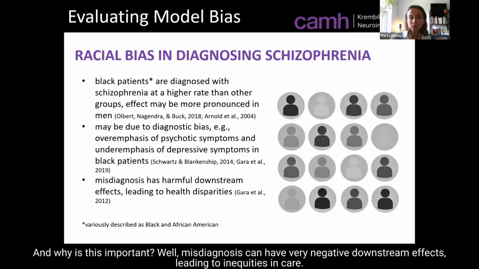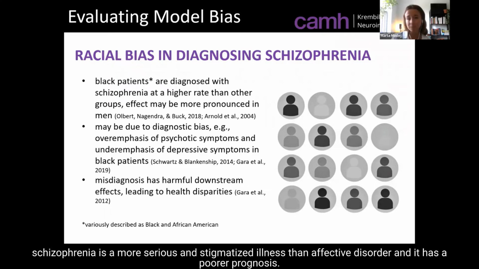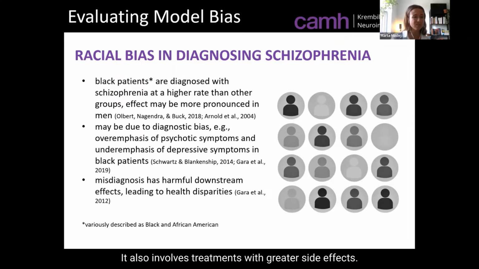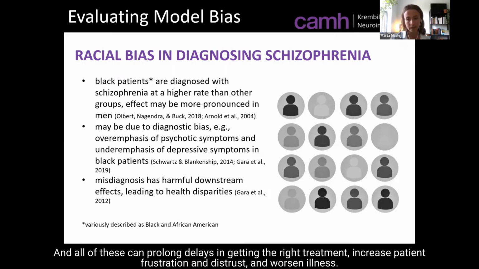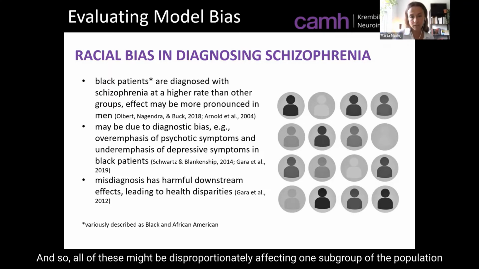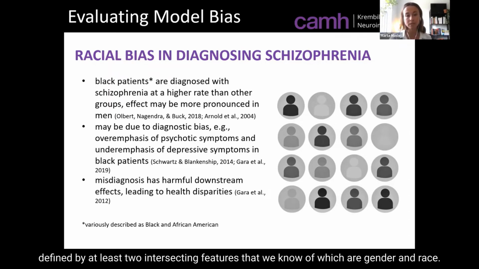And why is this important? Well, misdiagnosis can have very negative downstream effects, leading to inequities in care. Schizophrenia is a more serious and stigmatized illness than affective disorder, and it has a poor prognosis. It also involves treatments with greater side effects. And all of these can prolong delays in getting the right treatment, increase patient frustration and distrust, and worsen illness. And so all of these might be disproportionately affecting one subgroup of the population defined by at least 2 intersecting features that we know of, which are gender and race. So next slide, please.